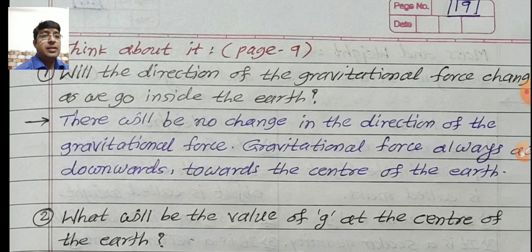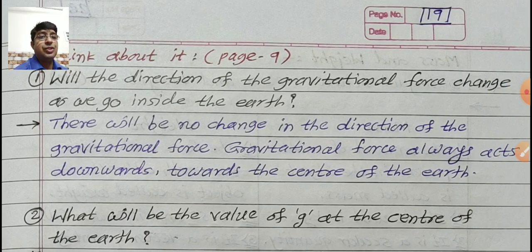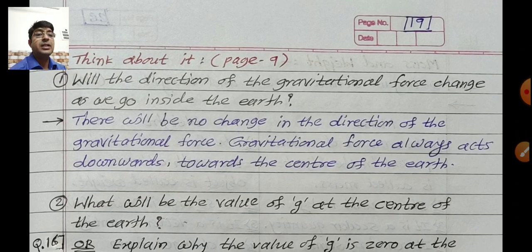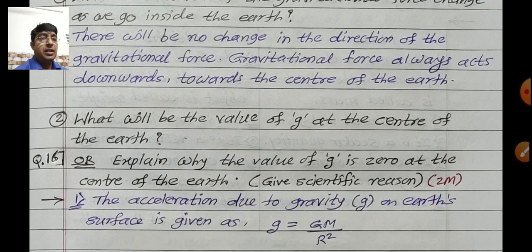Now first answer, will the direction of the gravitational force change as we go inside the earth? There will be no change. There will be no change in the direction of the gravitational force. Gravitational force always acts downwards, that is towards the center of the earth. And second question given, think about it. What will be the value of small g at the center of the earth? Or the same question may be asked in the form of give reason, or explain why.